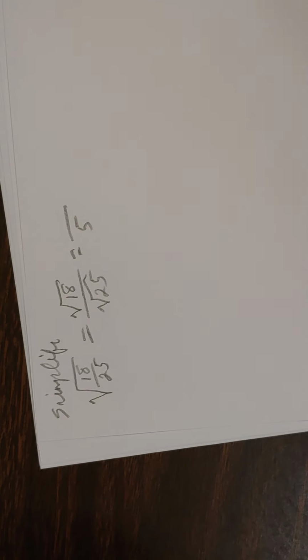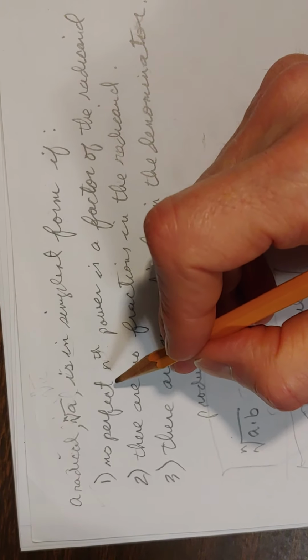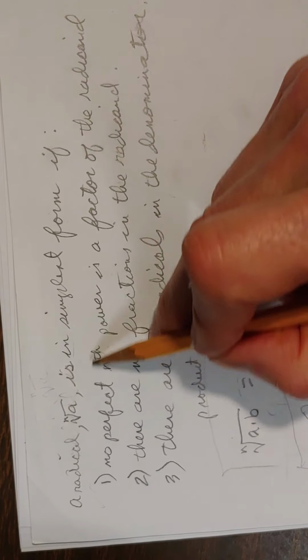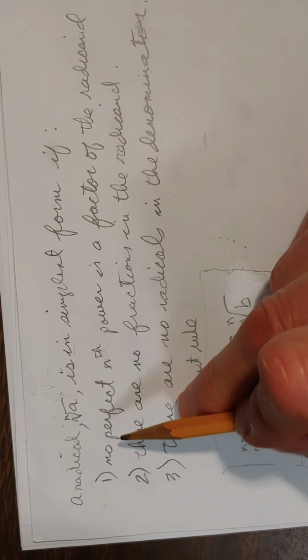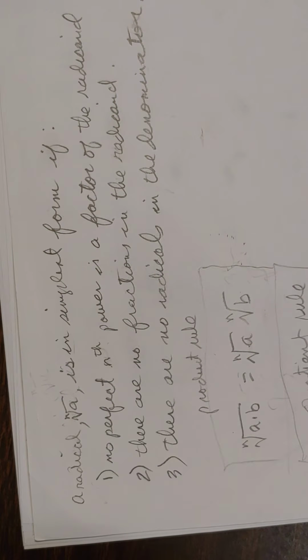Okay, and by the way, let me just take a little detour here for a minute. Remember, I gave this to you already, but let's go over it again before we go any further. A radical is in simplest form if, and we did number 1 already in class, no perfect nth power is a factor of the radicand.